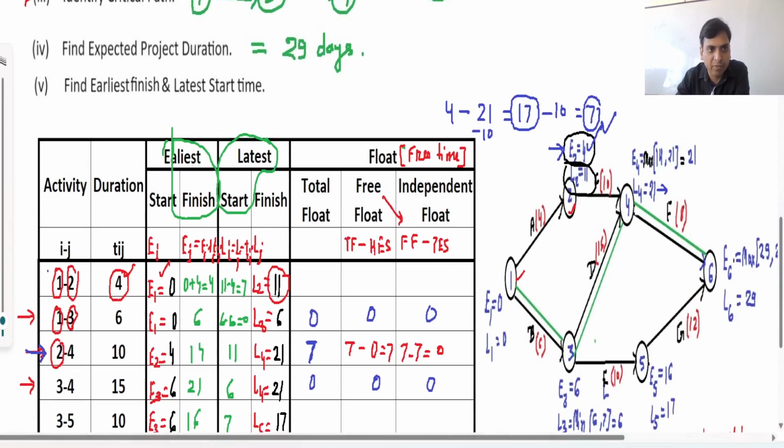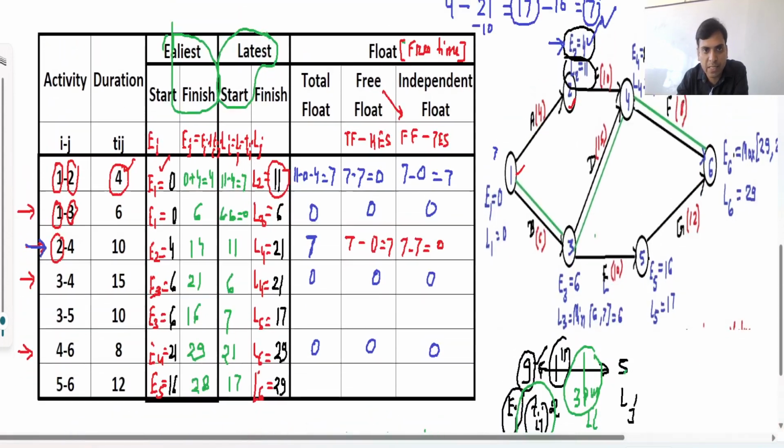So we are calculating the total float for 1 to 2. This is the earliest start time, this is the latest finish time. So 11 minus 0 minus duration. So this equals 7. Now free float is total float, this 7, minus head event slack. In 1 to 2, the head event slack is 11 minus 4, that is 7. So 7 minus 7 equals 0. This free float is 7. Now the tail event, tail is this 1. So the difference of L and E is 0. So 7 minus 0 equals 7.